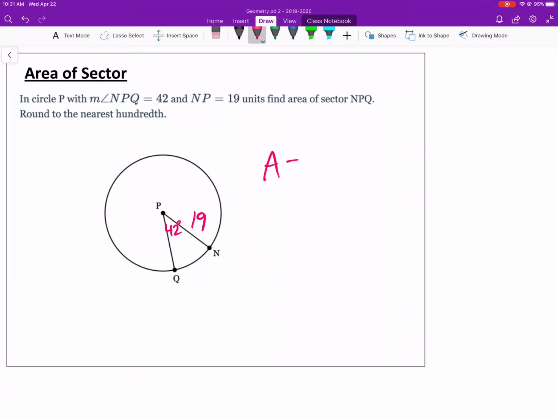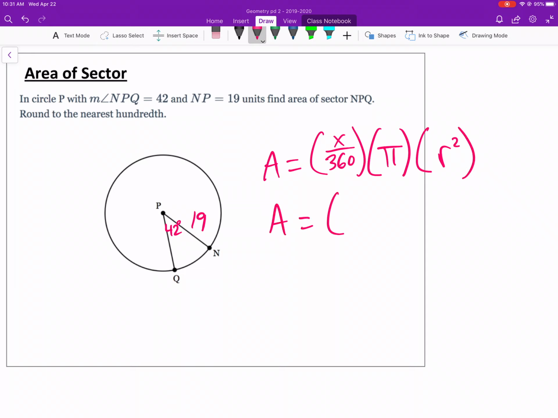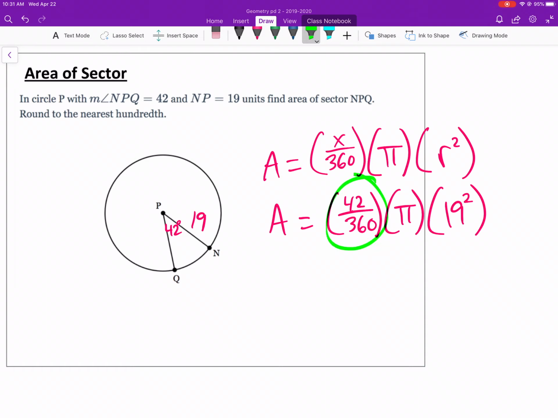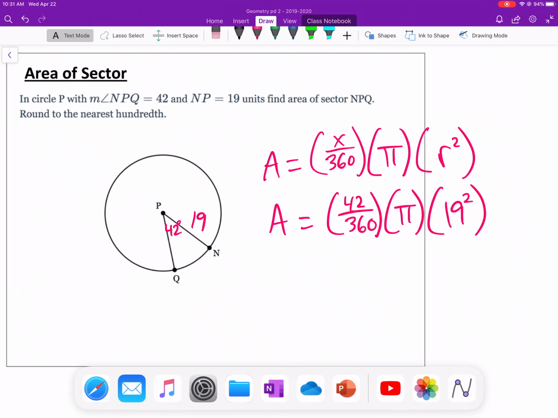So remember your formula. This is a formula you have to memorize. It's just the central angle over 360 times your regular circle formula for area, pi r squared. So the area is equal to, they give you the central angle, 42 over 360 times pi times the radius squared. Now usually with the examples we look at, most times the Regents will just say leave it in terms of pi. We would multiply that and that, and then leave the pi along at the end. However, this does not say that. It says to actually round to the nearest hundredth. So that's what we're going to do.